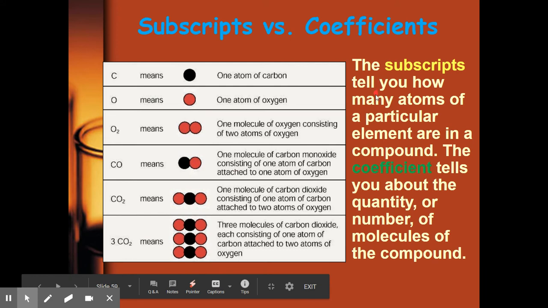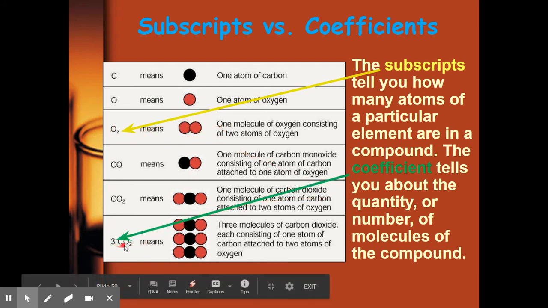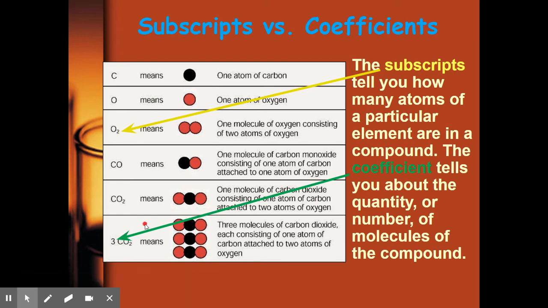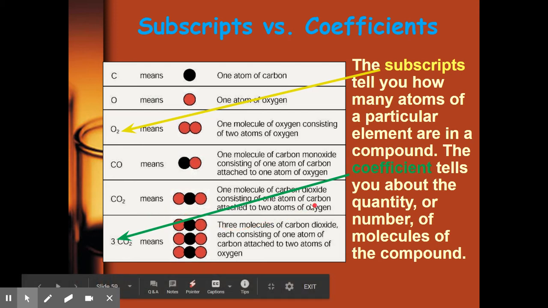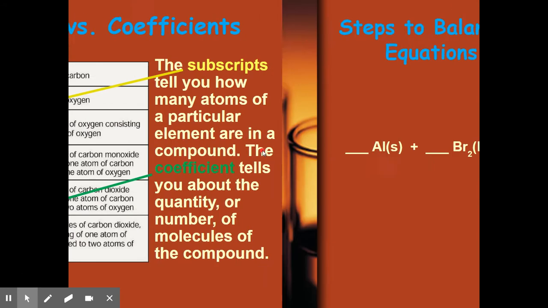All right, the subscripts tell you how many atoms of a particular element are in a compound. The coefficient tells you about the quantity. So the subscripts here can tell you how many atoms you have of that. And then the coefficients only come about when you're balancing equations. That's the only time you're going to deal with coefficients. So that's why we do it this way. So this is just a way to, sometimes people like to see the visual representation of it. And then we're going to go through some balancing right here.